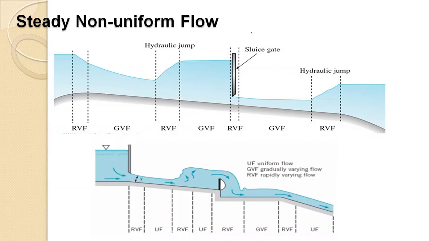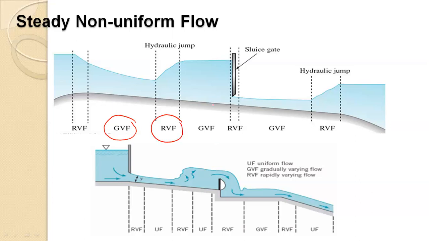Now, in non-uniform conditions, there can be certain changes to the channel section. There can be certain changes to the channel bottom, and this would make even a steady flow a non-uniform flow along the channel. So the flow is still steady, but along the channel, due to certain obstructions, the flow will become non-uniform. In the study of non-uniform flow, we basically look at what we call gradually varied flow and rapidly varied flow.